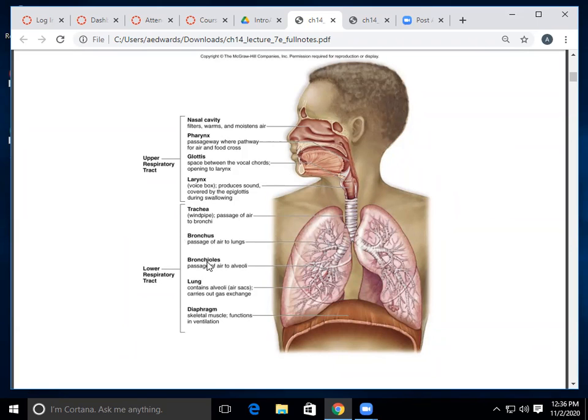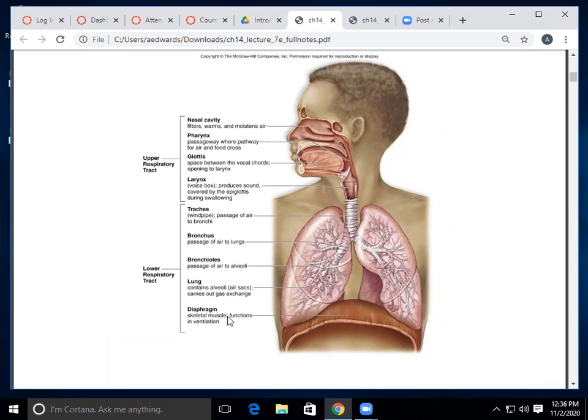And from there, air moves into bronchioles. So bronchioles are kind of like the analogous structure to arterioles, right? So you have arteries, arterioles, bronchi, bronchioles. Okay, and they move air into the alveoli. So the lung has the alveoli, and these are little air sacs, and they're the structure that's involved in gas exchange, okay? Exchanging oxygen and CO2.